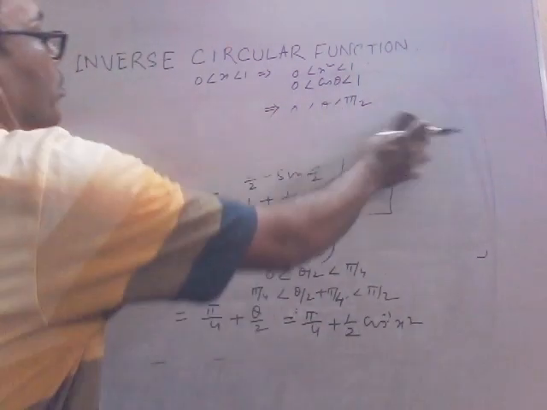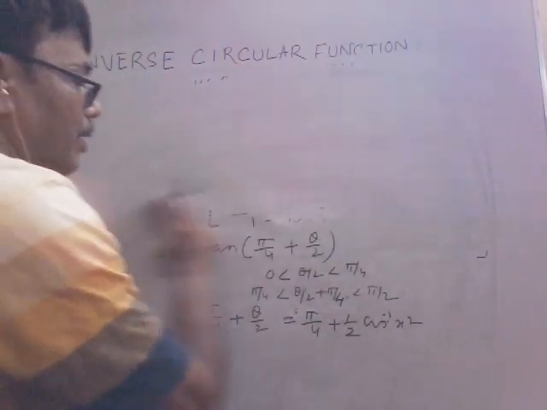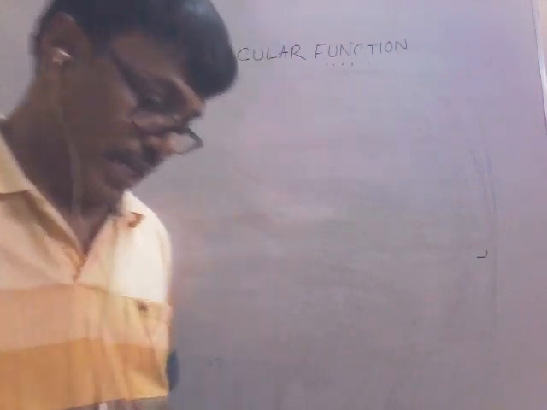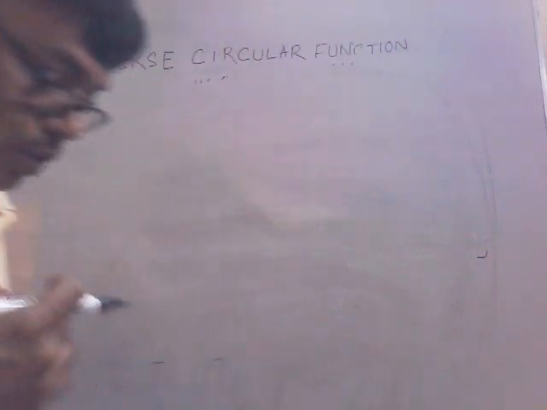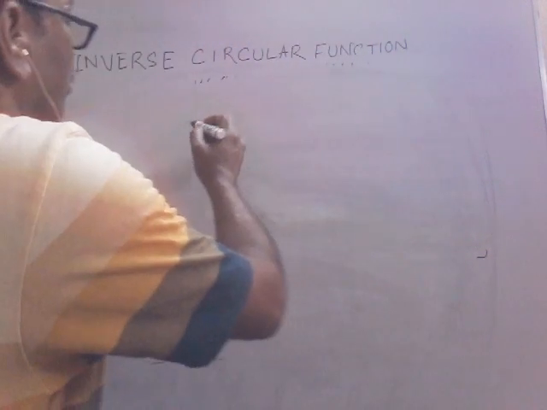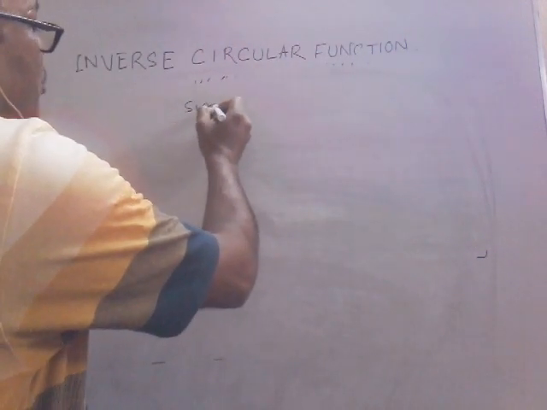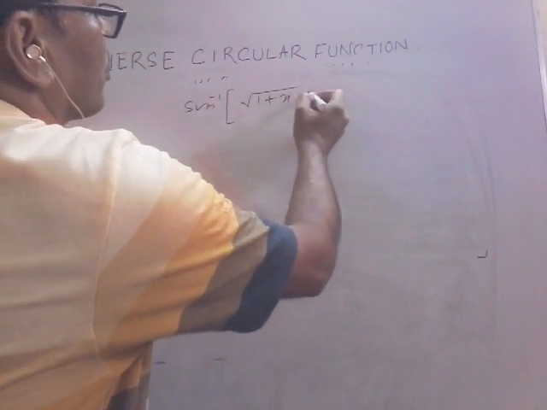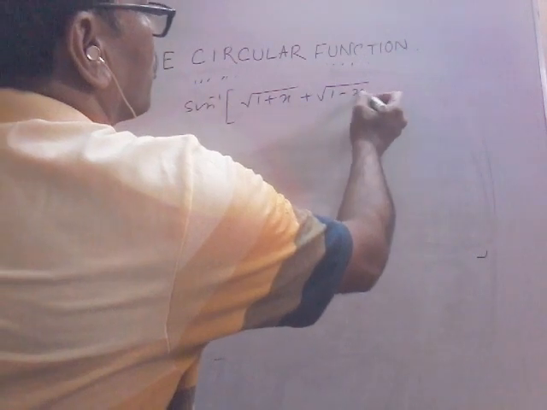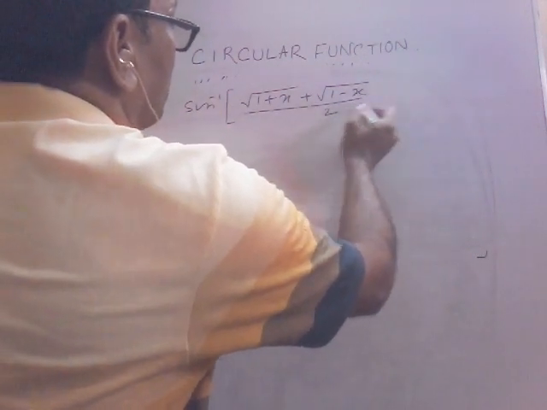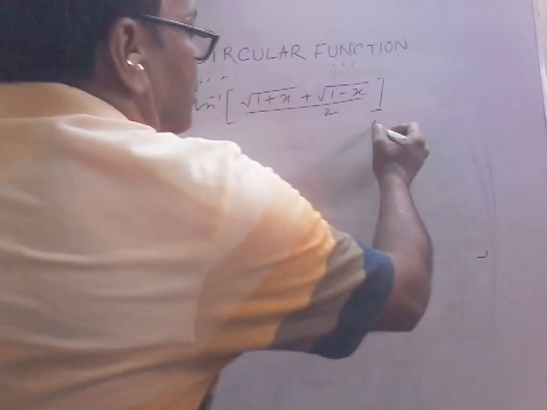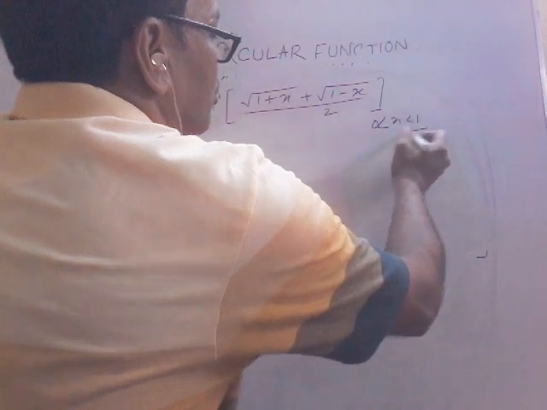Now look, similarly you can solve 1, 2 and 3. So problem number 4. Simplify sine inverse of root over 1 plus x plus root over 1 minus x, by 2. Here also the restriction is 0 to 1.